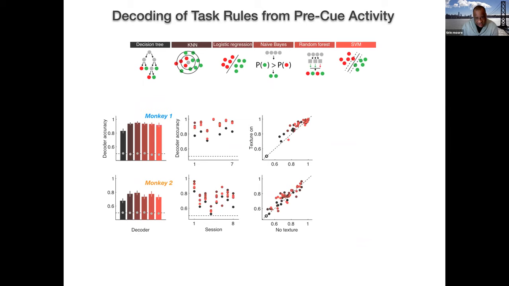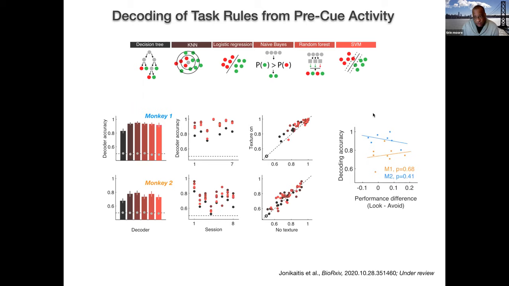We also confirmed that the performance of the decoder wasn't related to the animal's performance. Here I'm just showing you the performance difference between look and avoid. You could argue that you might find differences in activity when the animal is performing the look task much better than the avoid task, or the avoid task much better than the look task. So if you take the difference between them and see if it relates to the decoding accuracy, it did not. In fact, no matter how you looked at performance, whether it was just the performance on the look task or the avoid task, or the average performance on the two tasks, it didn't predict the decoding accuracy at all in either animal.